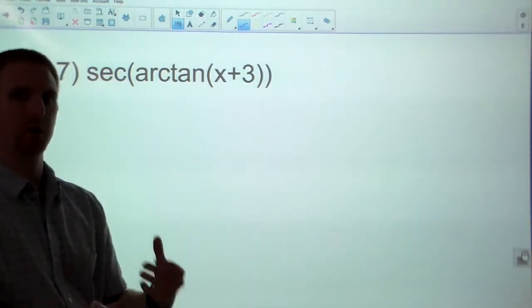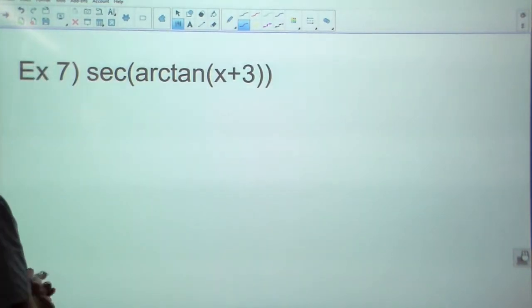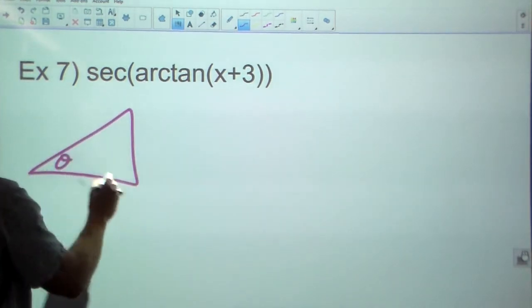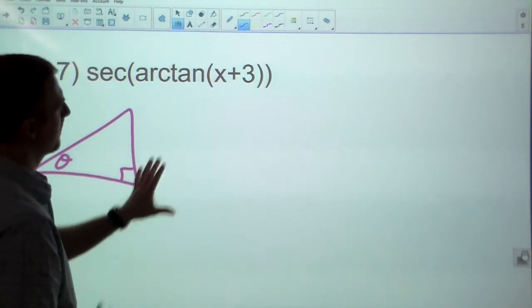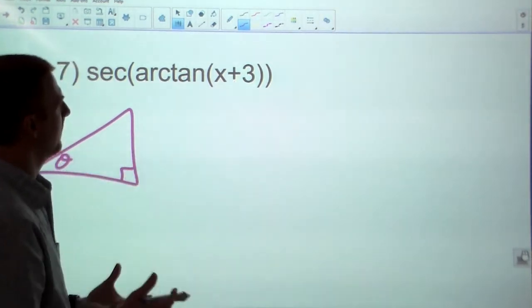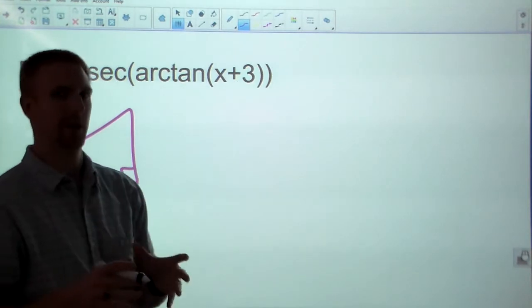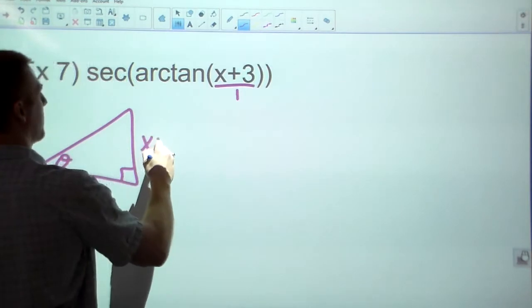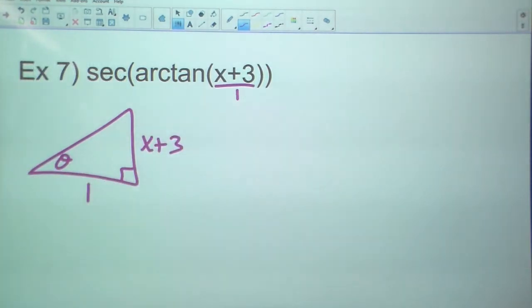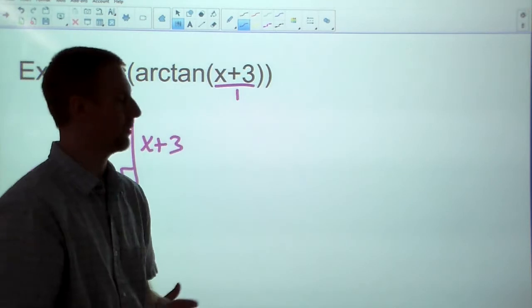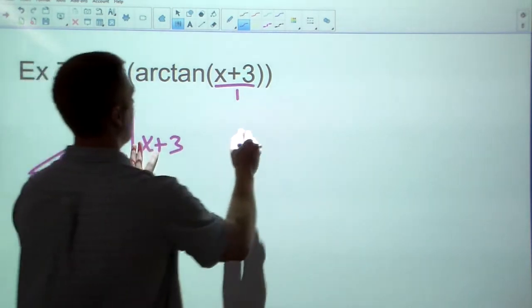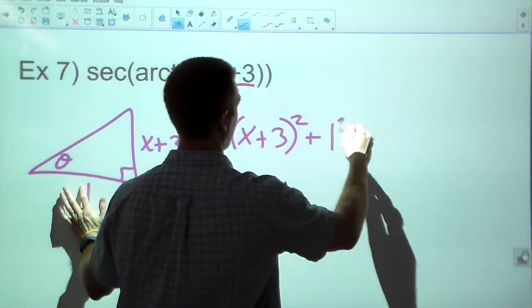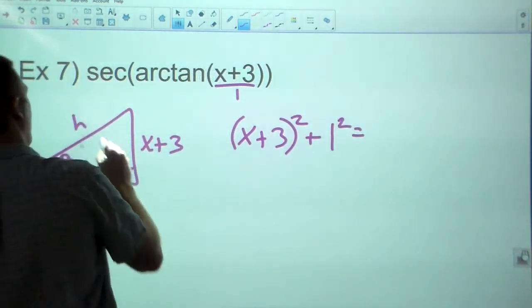All right, similar ratios, different triangle to set up. So secant of arctangent of x plus 3. We'll start with my triangle the same way. This time it's arctangent of x plus 3, and that's it. So it might feel like, wait a minute, it's not a ratio, but it is, because you can put anything over top of 1. So this is x plus 3, and this is 1. To solve this one, we'll need to do Pythagorean theorem for sure. So you've got these two sides, x plus 3 squared plus 1 squared is going to equal your hypotenuse squared.